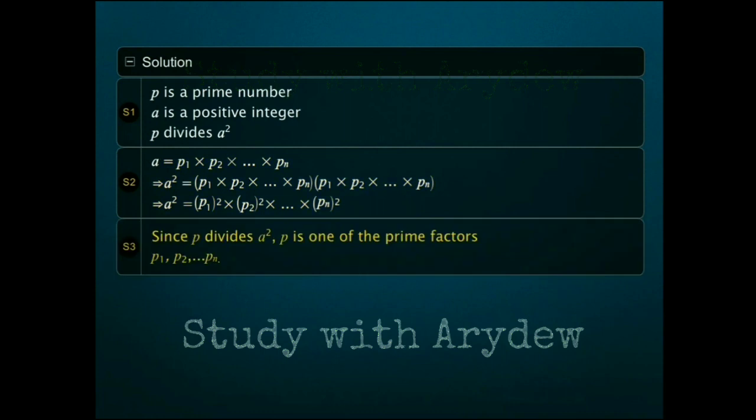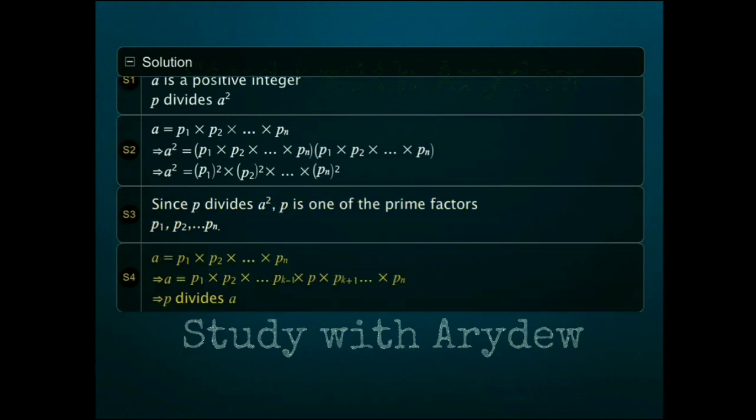Since we are given that p divides a squared, by the fundamental theorem of arithmetic, we can say that p is one of the prime factors p1, p2, and so on up to pn. Thus, a equals p1 times p2 times and so on, pk minus 1 times pk plus 1 times and so on times pn. Therefore, p divides a.